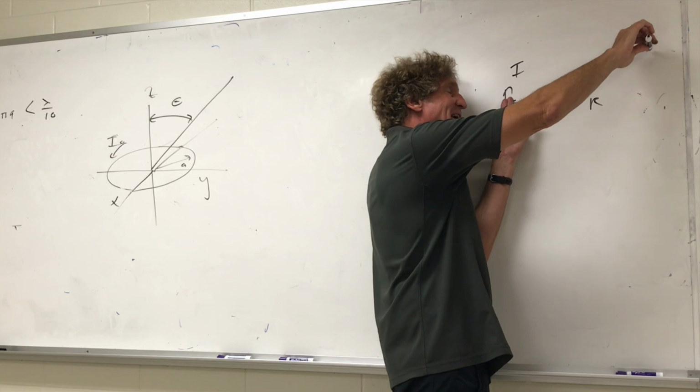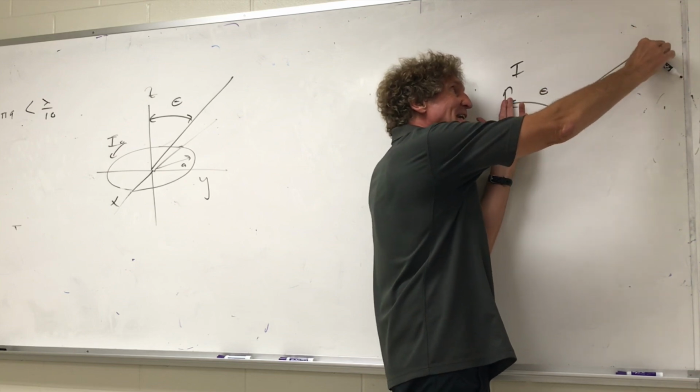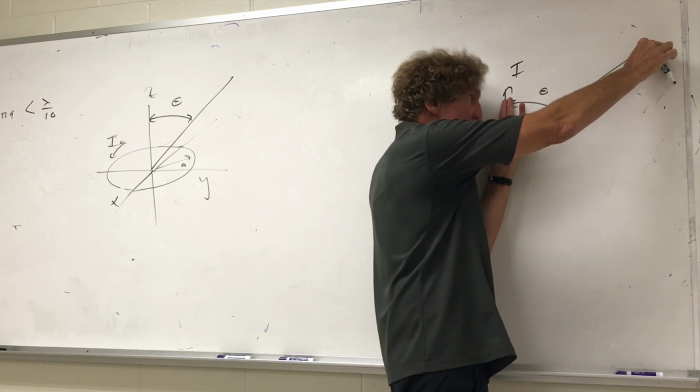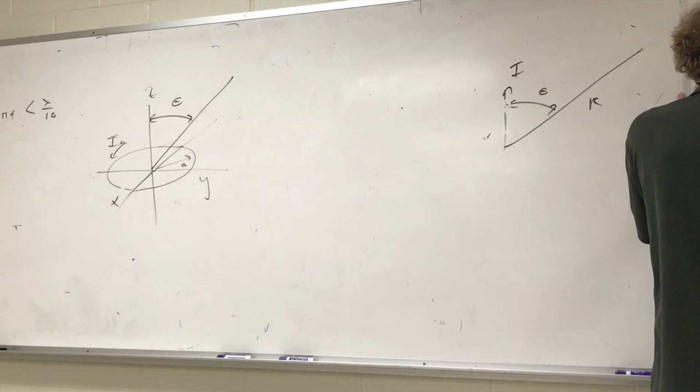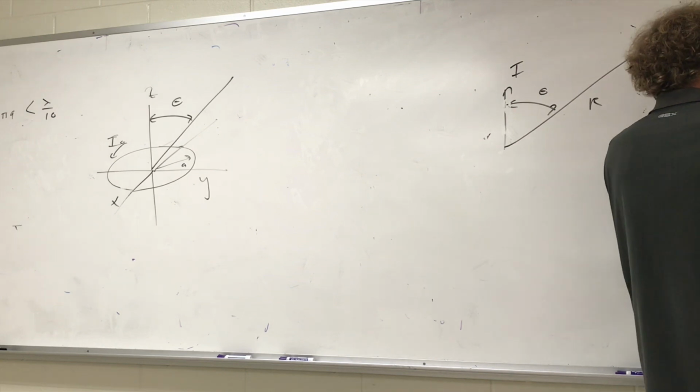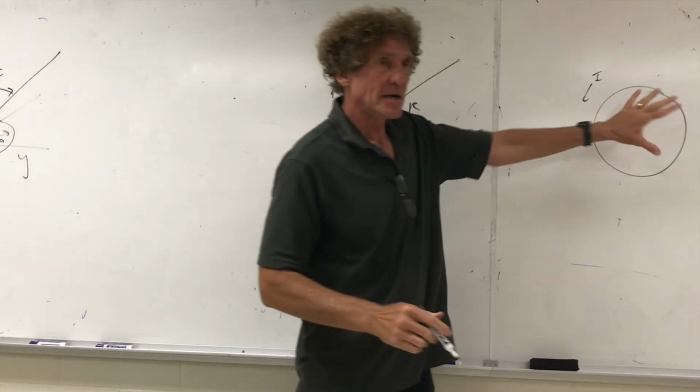No E phi, only an E theta. Always, it's in the plane of the board. With a loop antenna, try to understand this. If you have a loop antenna with a current I, now the loop's in the plane of the board.